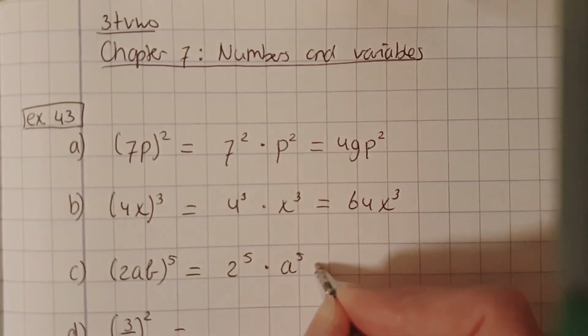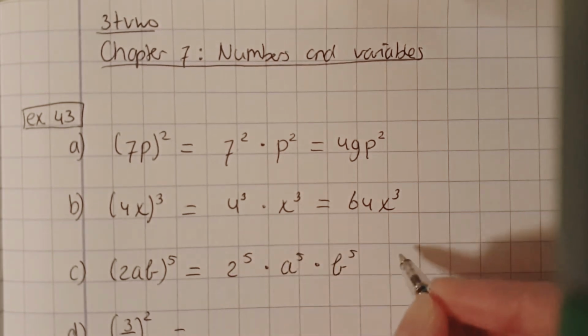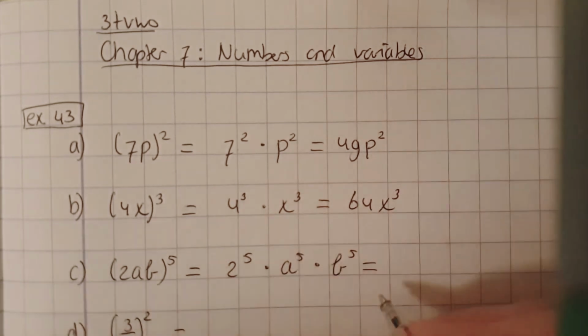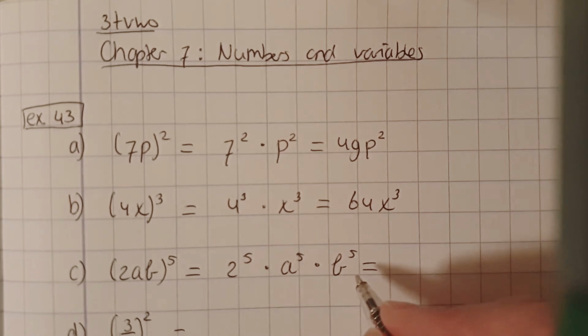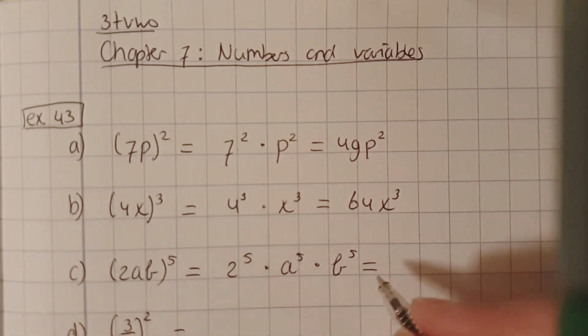Okay, this one is 2 by the power of 5, 2 by the power of 5, times a by the power of 5, times b by the power of 5. 2 by the power of 5 is 2 times 2 times 2 times 2 times 2. So don't get confused here. Maybe you have to use your fingers for this. So 2 times 2 is 4, times 2 again is 8, times 2 again is 16, times 2 again is 32.